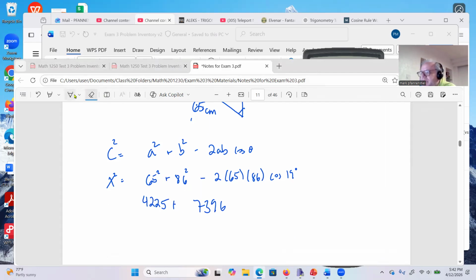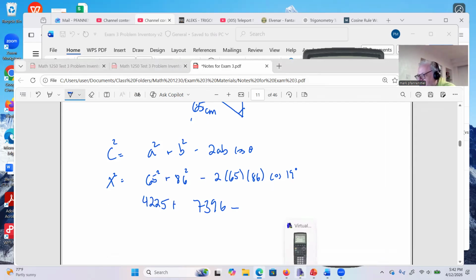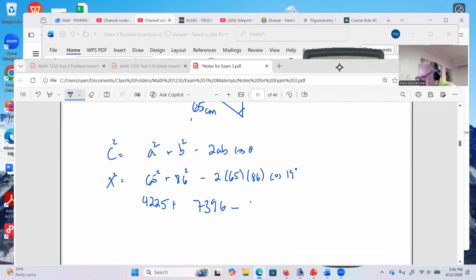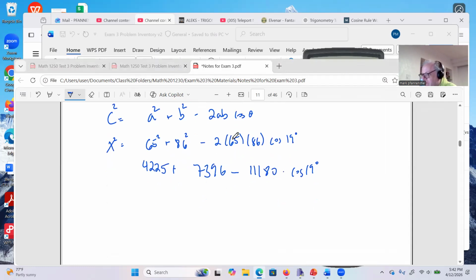Minus, and I'm going to go ahead and multiply out this 2 times 65 times 86. So 2 times 65 times 86. All right. There we go. So we have 11,180. So 11180 times the cosine of 19 degrees. All right. So that's what we're going to figure out.